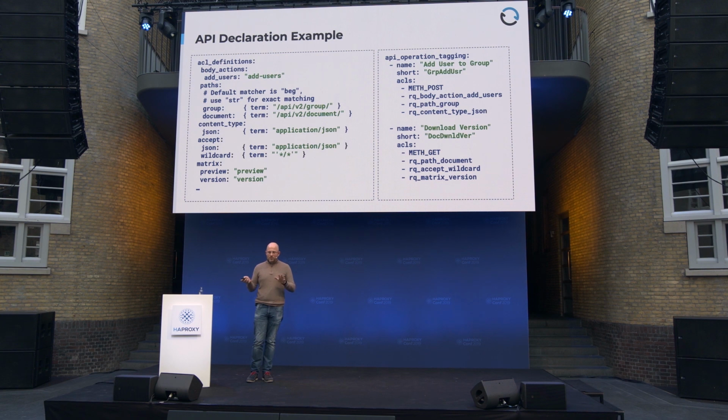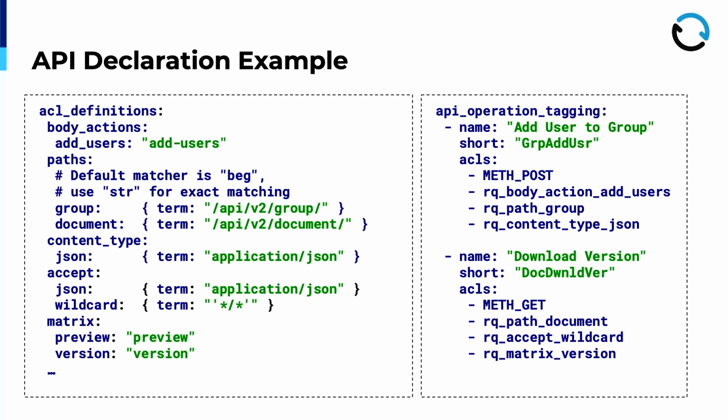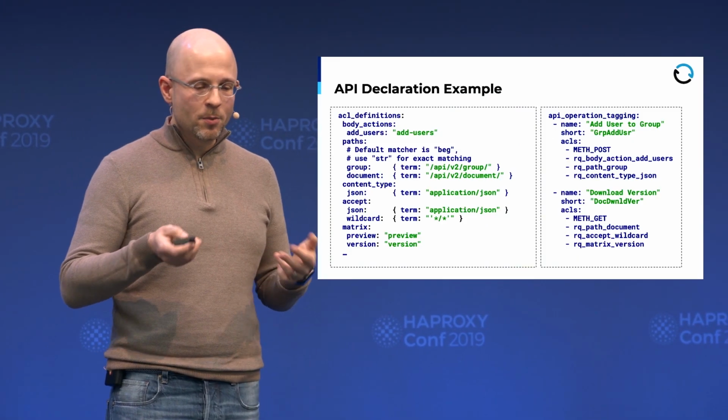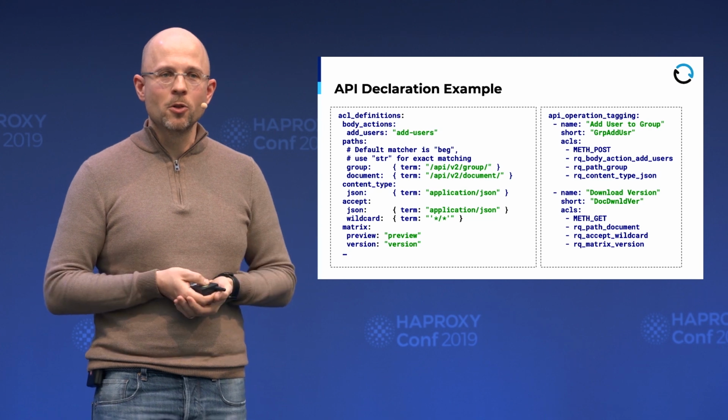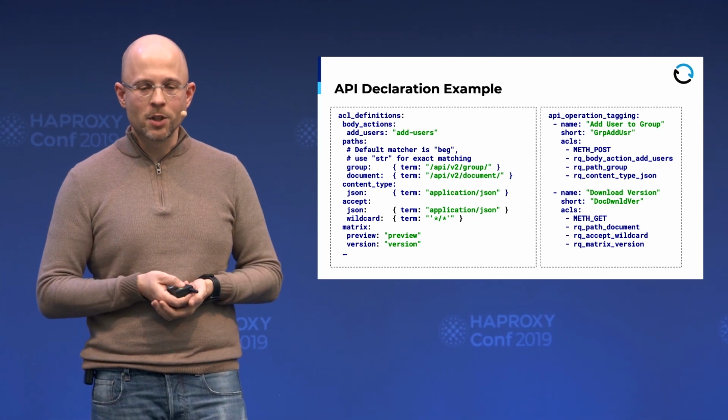That's an example. It's kind of a two-level approach. On the left-hand side, in that left-hand box, you see the YAML declaration of basic ACL building blocks. We do this to avoid repetition and prevent typos, so that if someone has added, in this case, for example, one of the paths, API v2 document, that only needs to be placed in there once and then can be referenced using the variable. Same goes for the content type headers or the accept headers and the matrix parameters, and whatever I said earlier goes into defining what an API operation is.